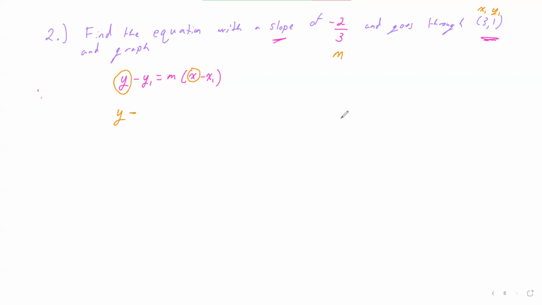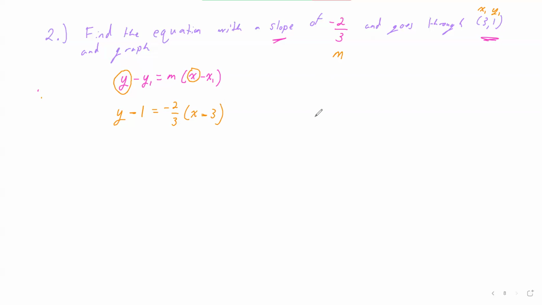minus, what is my y1? 1. What is my m? Perfect. Parentheses. Leave x as x minus what's x1? 3. Perfect. So questions on plugging in.